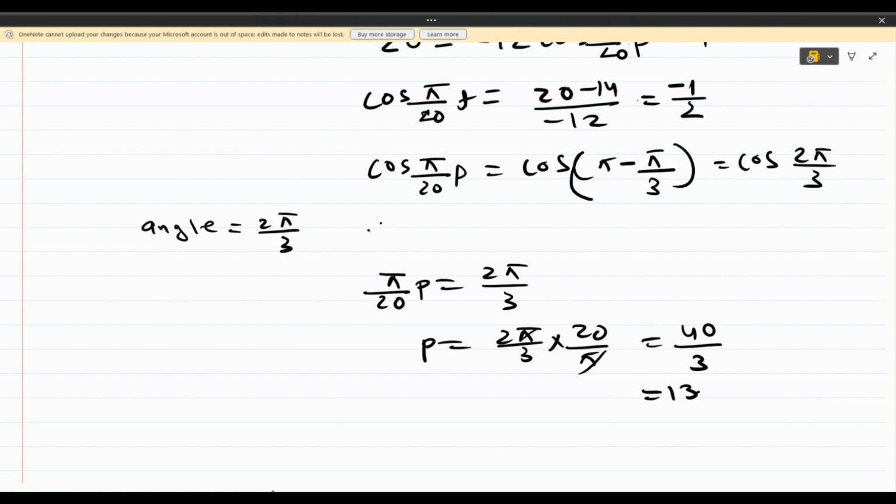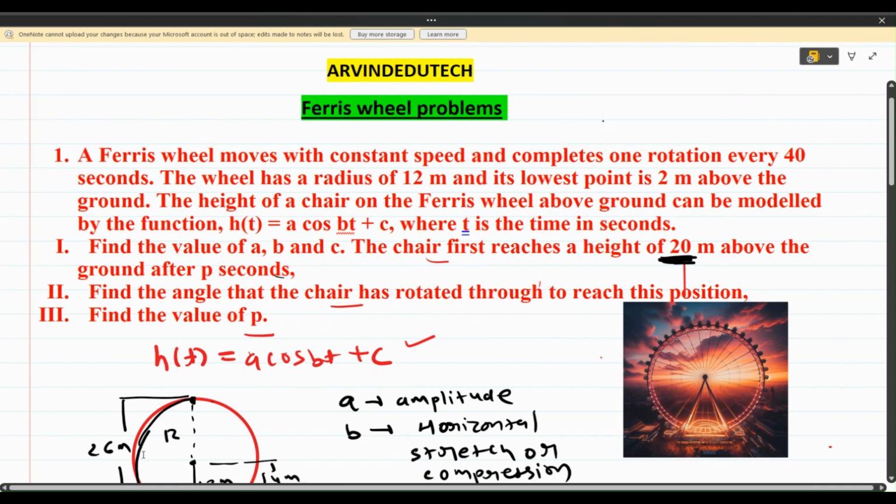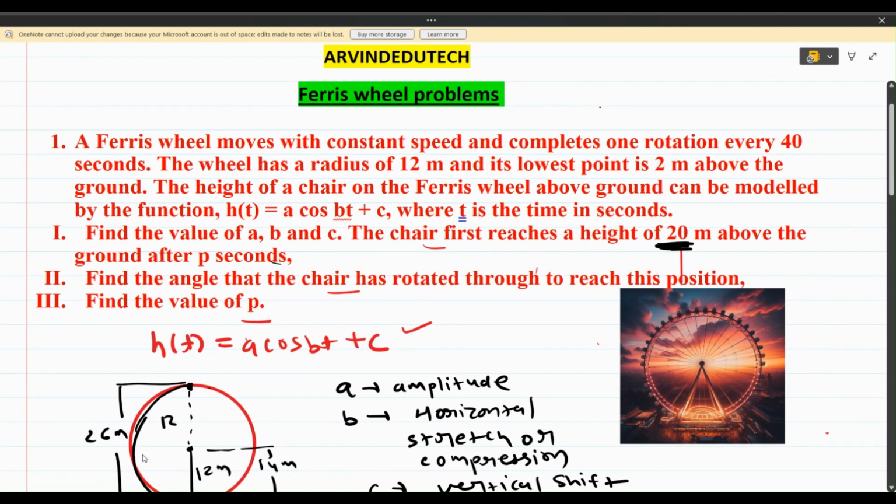That's 13.33 seconds, right? So this is the answer, and I hope you understood the problem. We can discuss more and more problems about the Ferris wheel in the coming videos. Thank you so much.